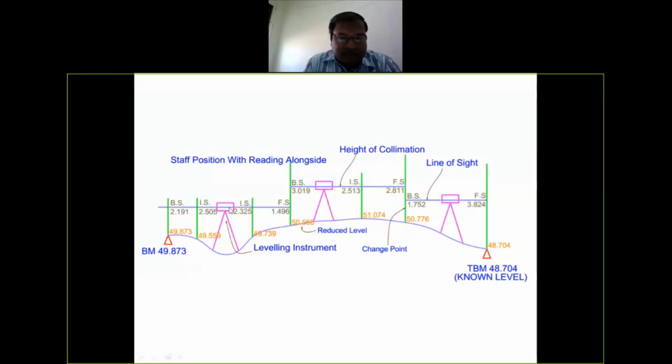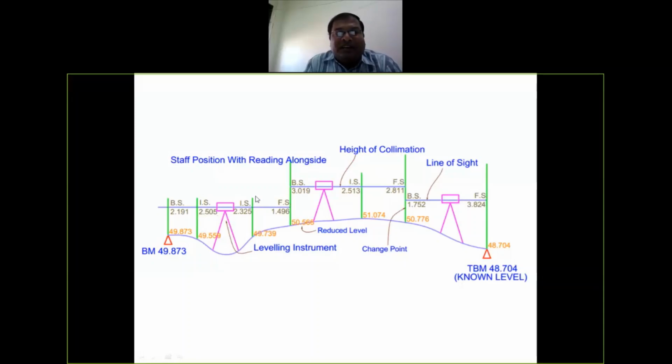You can see, as the name suggests, height of the instrument means from the center of this particular axis to this. Okay, so this is called height of the instrument. Then after that, you have to take a number of staff readings. Means after that I will put my staff here and take another reading, and that reading is called intermediate sight, because we are taking it at an intermediate distance at a particular interval, say 5 meter, 10 meter, 15 meter, it is up to you. So that reading is 2.505.